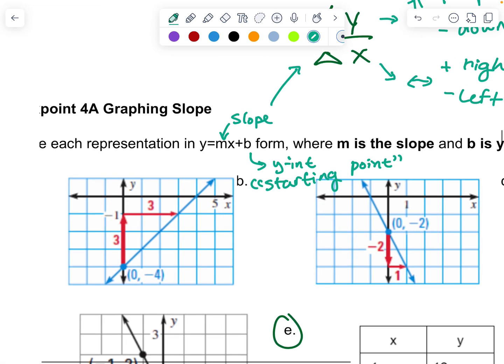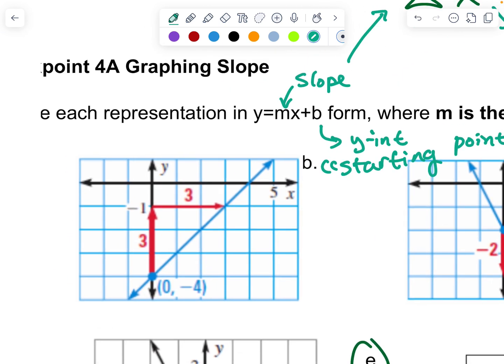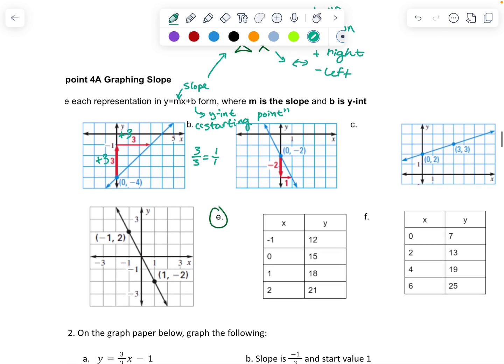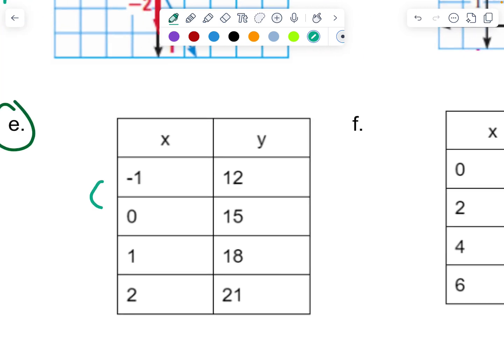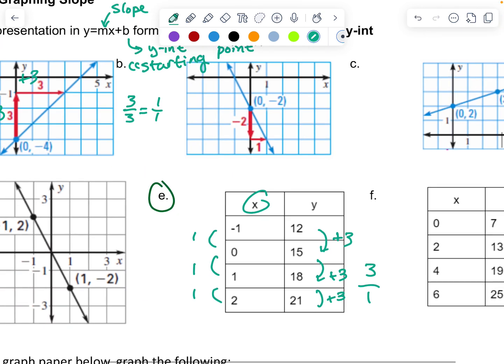Okay? All right, so if we look at these problems, okay, those are pretty self-explanatory. This is going up 3 and to the right 3, so those are both positive movements. So your slope is simply 3 over 3, which is 1 over 1, okay? From a table, notice we are moving by 1s, and that's our x, so on bottom our x is going to be 1. And then here we are moving by 3s. So our slope is 3 over 1, okay?